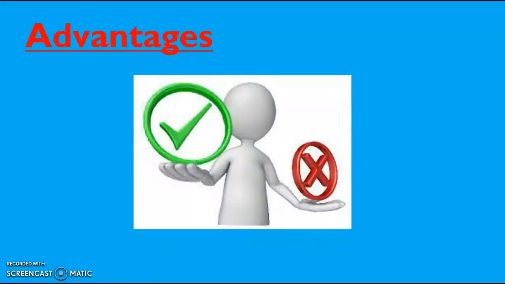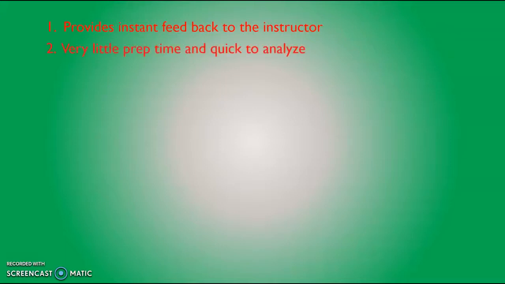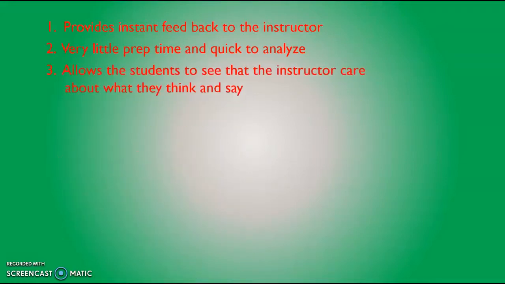So what are some advantages of this CAT, this classroom assessment technique, or this particular one I designed here? Well, they provide instant feedback to the instructor. The instructor gets them, reads them, and can look at them. Very little prep time, and it's quick to analyze. You can analyze it by grouping the like points together and the unlike points together. It allows students to see that the instructor actually cares about what they think and say.